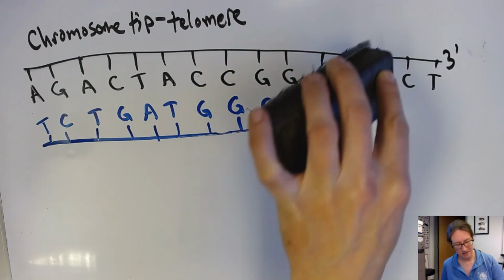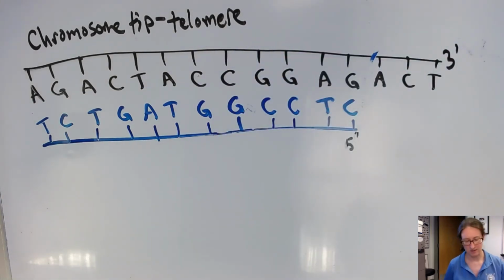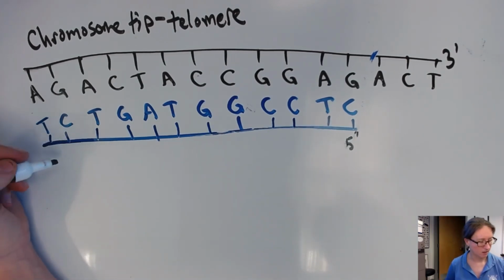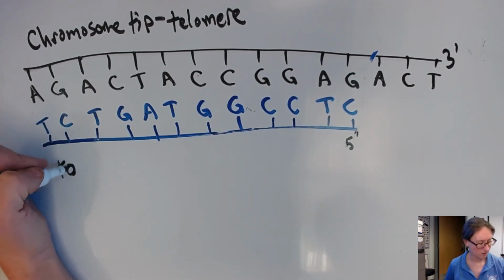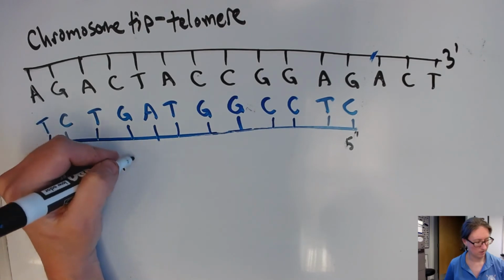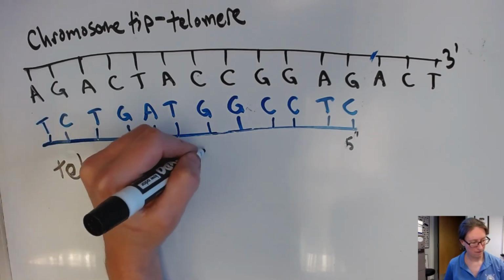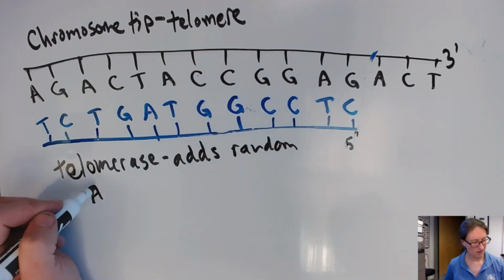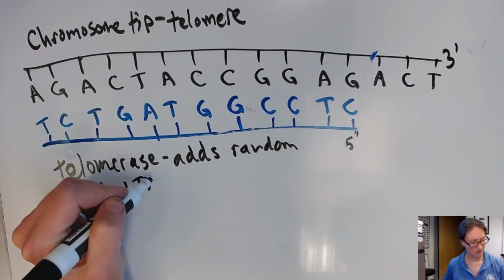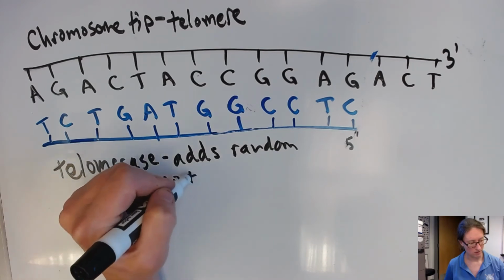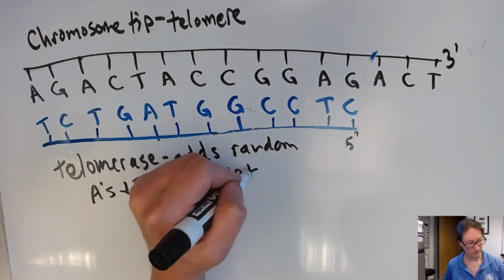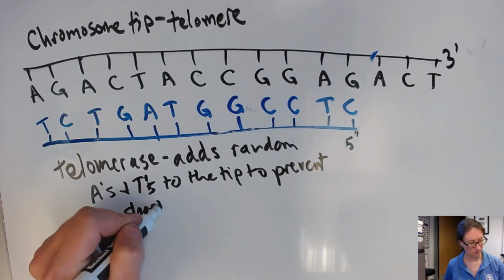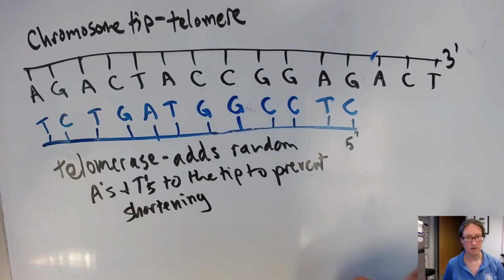So there is one more enzyme that can add bases to these tips. And it can't add complementary bases. It just mostly adds A's and T's. And so that enzyme is called telomerase. So it adds random A's and T's to the tip to prevent shortening. Okay.